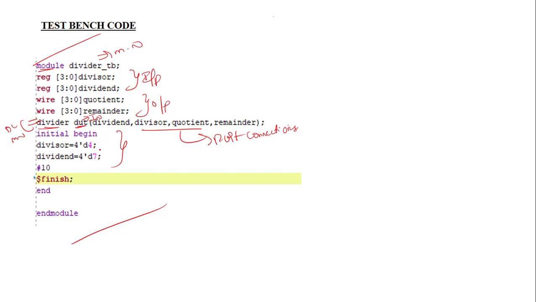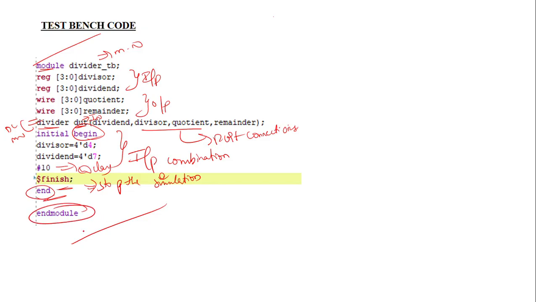So initial begin. In the initial begin block, we are going to give different combinations of input. You give the input combinations and cross check the values in the output waveform. There is some delay we can give, and if you want to stop the simulation, you can simply use the finish keyword. $finish is our keyword for stopping the simulation. So initial begin is going to end here. Then module is followed by end module. So it is our test bench code.